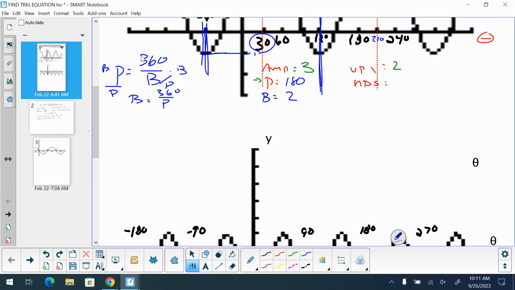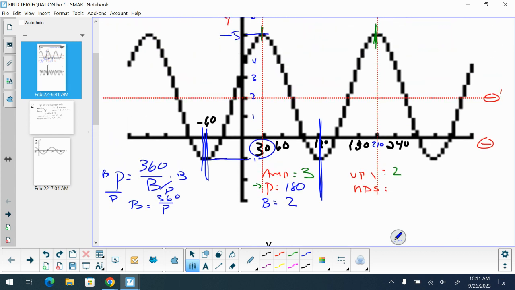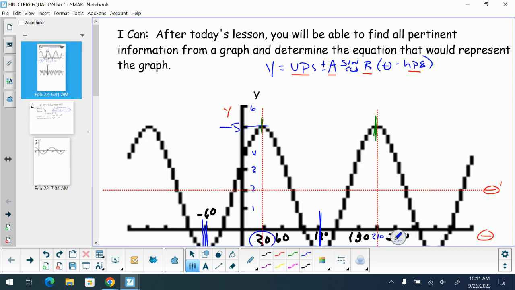Now we have to find the 4th one. The 4th one is our horizontal phase shift. Well, what we talked about here, our horizontal phase shift is our theta start value. So you have to find the theta start value you want to work with. Here's my suggestion for you. Just a suggestion. It's not always going to work. But the majority of the time it will work and you'll be able to get an equation down.